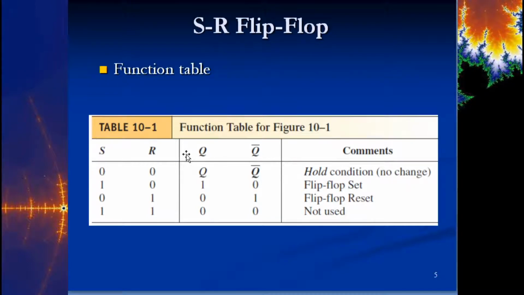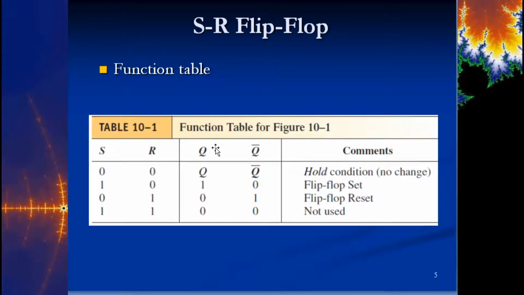So here's what it looks like. This is the function table for this setup. So we have a set and a reset possibility, and then we have a Q and a Q naught. And the Q and the Q naught should always be different. If they're not different, then you have this 1, 1 condition at the bottom. We don't use the 1, 1 condition on the inputs for an SR flip-flop. Okay, we only really use it for these three conditions here. So if you have 0, 0 on the input, that's what we call a hold condition.